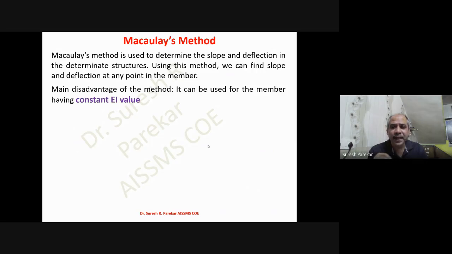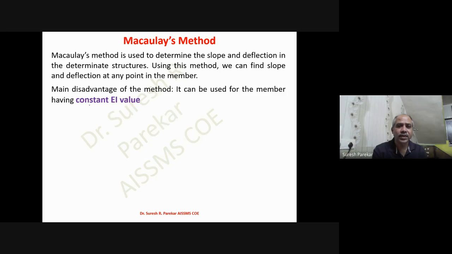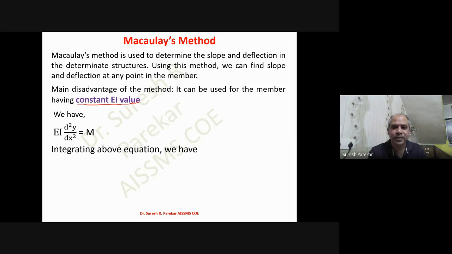Now, what is the main disadvantage of Macaulay's method? This method is applicable only when the value of EI is constant throughout the span. If EI is constant, then only we can apply it. If EI is changing, we cannot apply this. In Macaulay's method, we have to use the equation EI d2y by dx square equals M, that is bending moment.